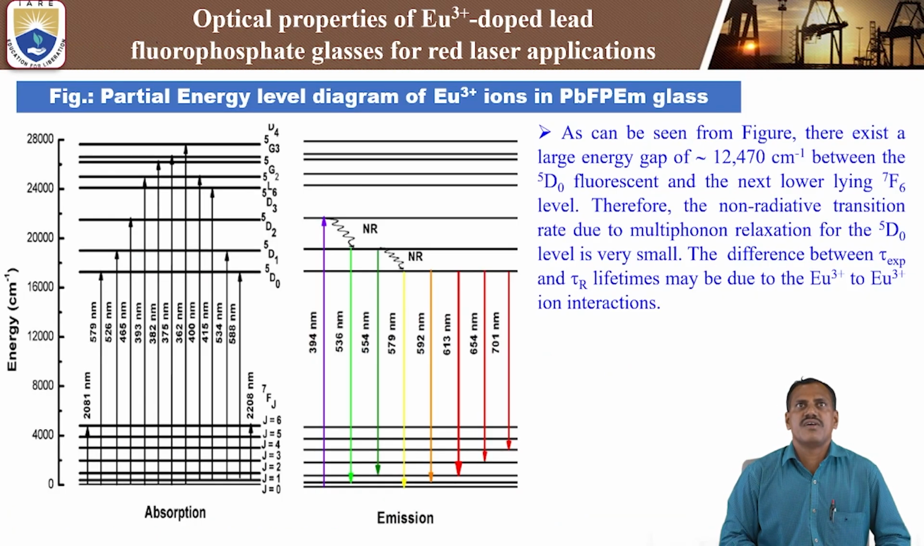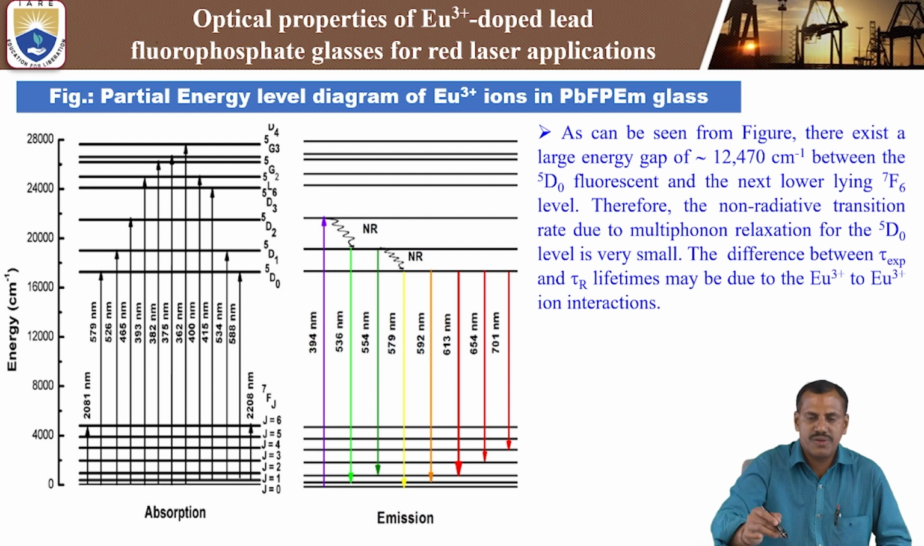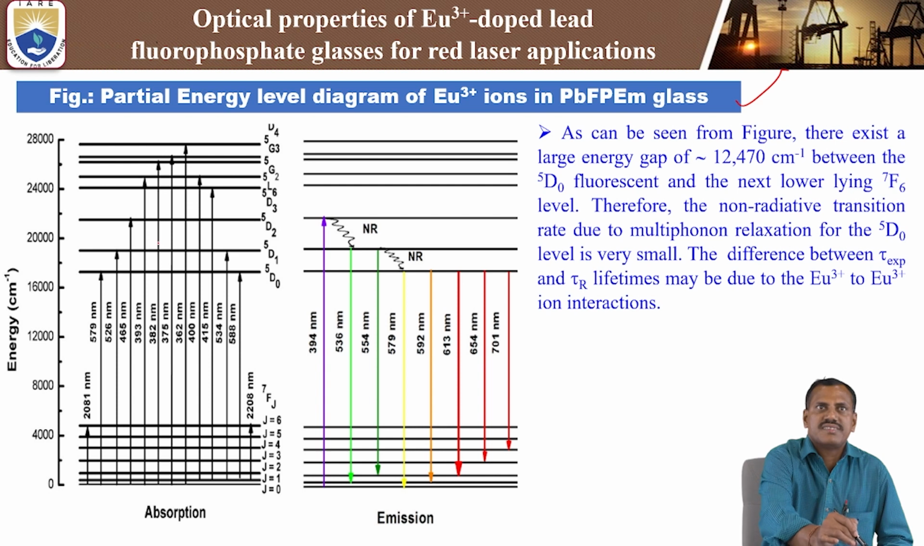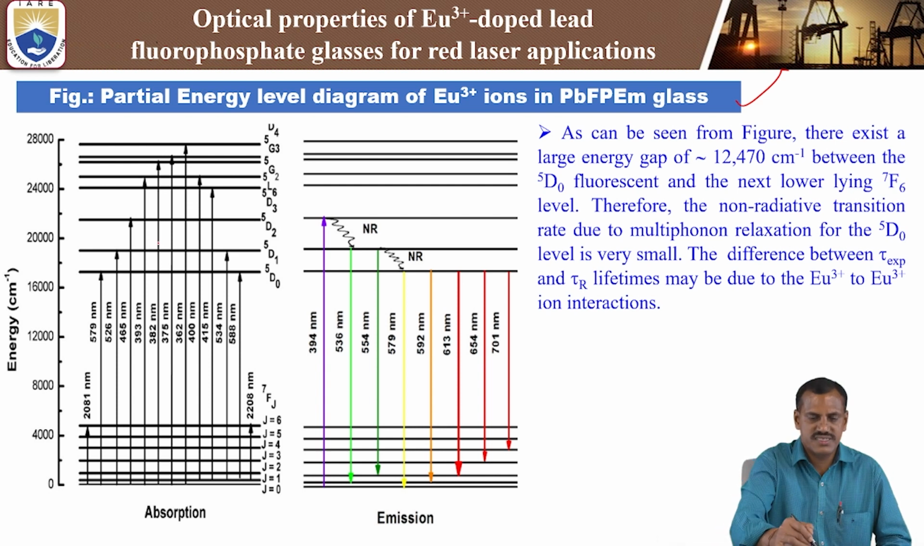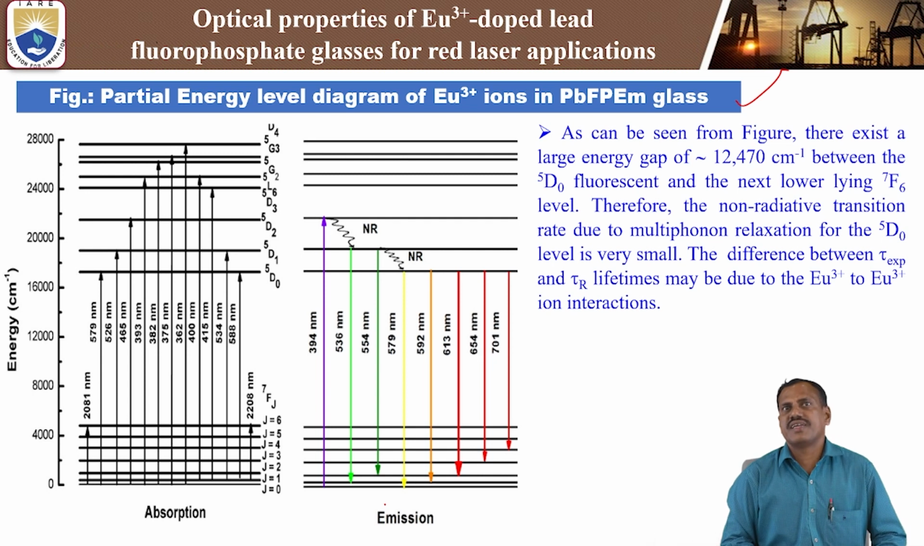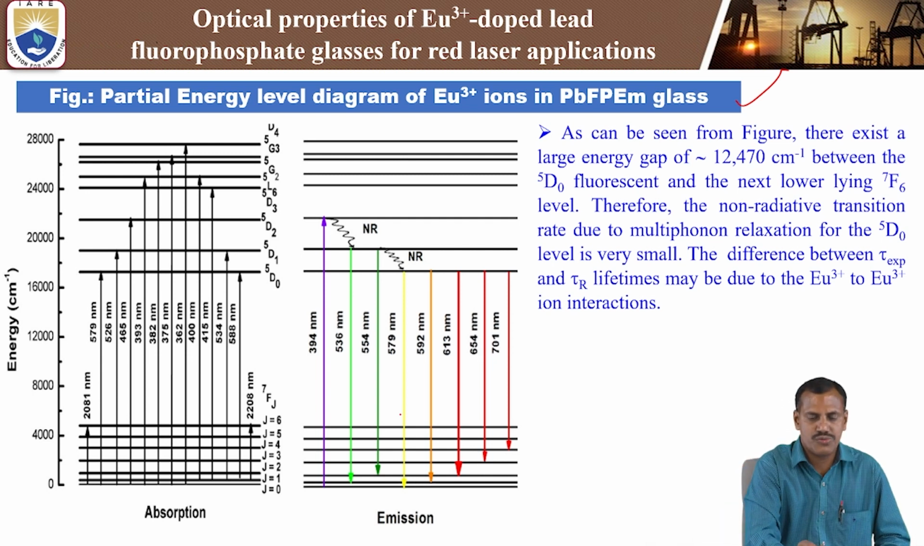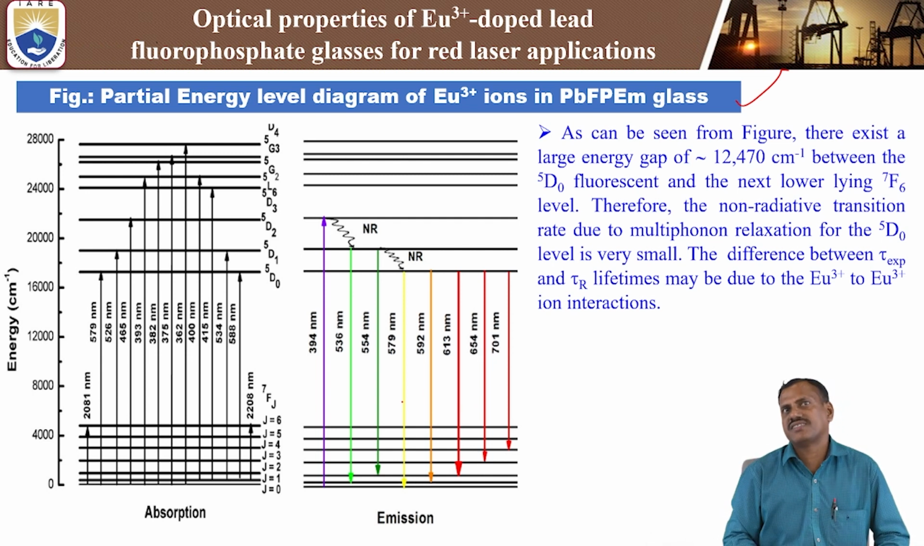Next, coming to the partial energy level diagram of Europium triplet ions in lead fluorophosphate glasses. This is the absorption transition of the Europium triplet ions. These are the emission transitions. We are exciting from the ground state 7F0 to different excited states. This is 394 nanometer we are exciting. There are non-radiative decays, different non-radiative decays, and it will show the different emission transitions. We are getting 1, 2, 3, 4, 5, 6, 7 emission transitions.